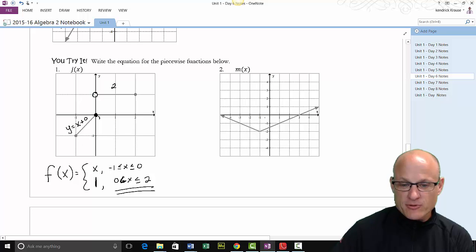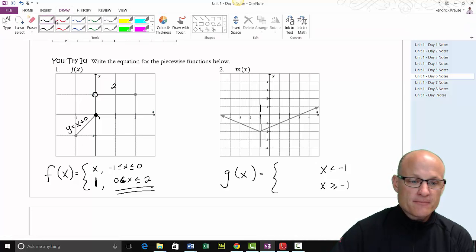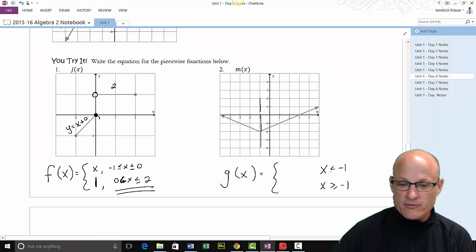All right, here we go. We got an absolute value. The cutoff here is negative 1. So if I'm thinking, let me call this g of x just to be fun. As long as x is less than negative 1, that's the first piece. The second piece is x is greater than or equal to negative 1. So let me grab my red pen. So here's my cutoff at negative 1. We're going to use piece 1 over here and piece 2 over here.